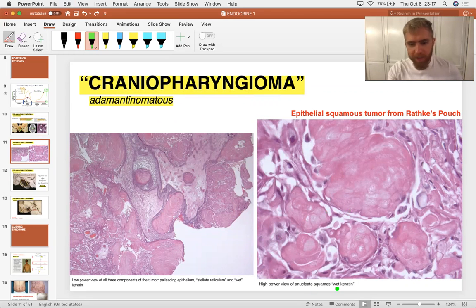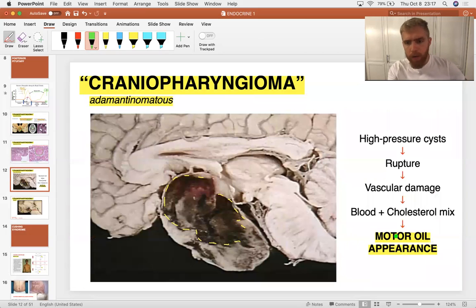Wet keratin is the histologic hallmark of the craniopharyngioma. And it kind of looks like keratin pearls, except they're not really pearls, you know, they're more so smushed. Keratin pillows, maybe. Keratin bean bags. Certainly not pearls, though. And you also see a palisading epithelium and a stellate reticulum. We're going to talk about those. I got those outlined in a different picture.